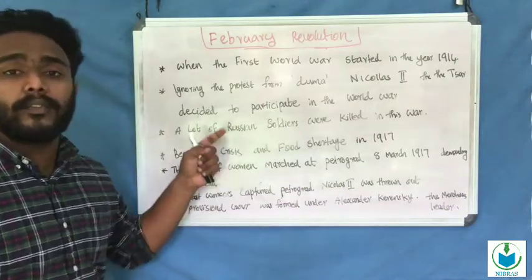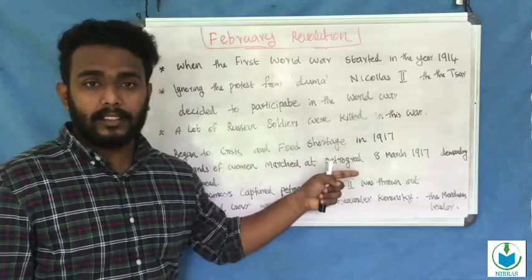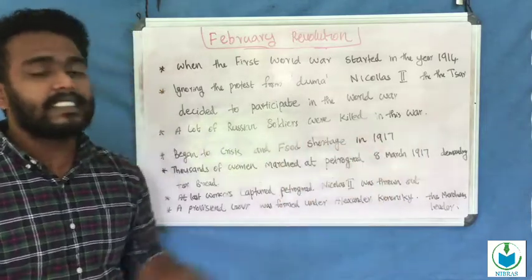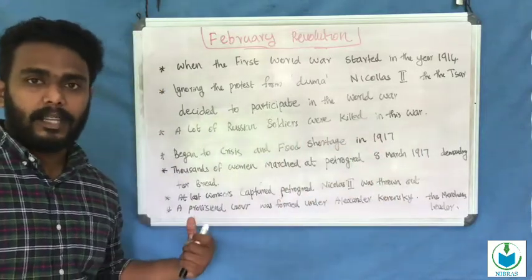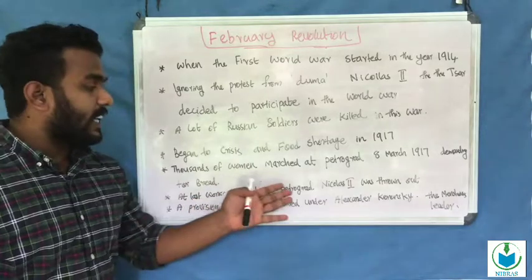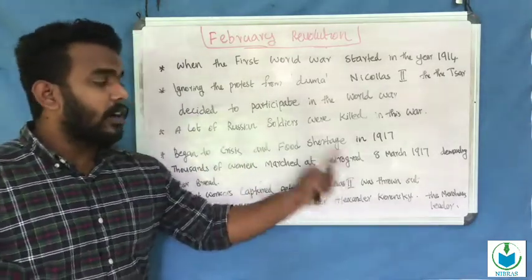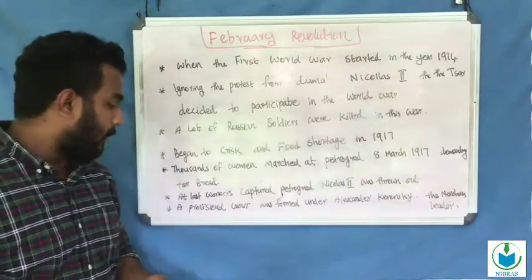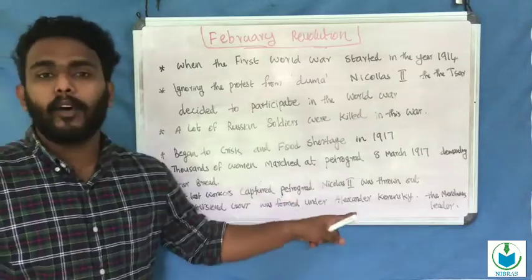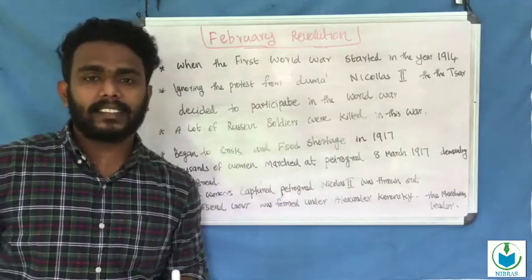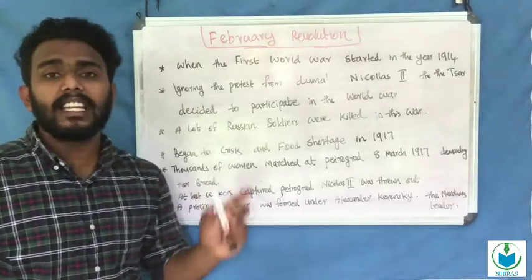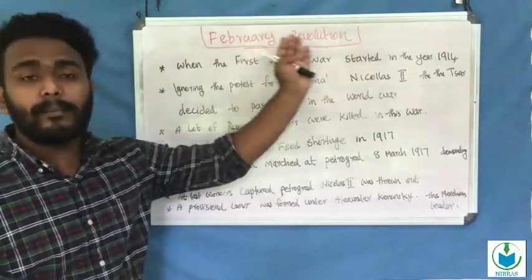After that, thousands of women marched at Petrograd on 8th March 1917, demanding bread, demanding food. At last, workers captured Petrograd and Nicholas II was thrown out from power. After it, a provisional government was formed under the leadership of Alexander Kerensky. Who was Alexander Kerensky? He was a leader of the Mensheviks, and he formed a provisional government. This event was known as the February Revolution.